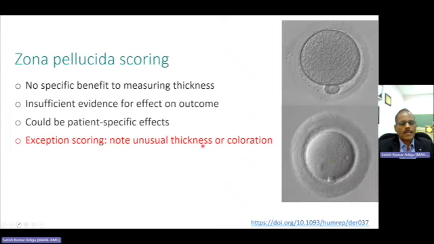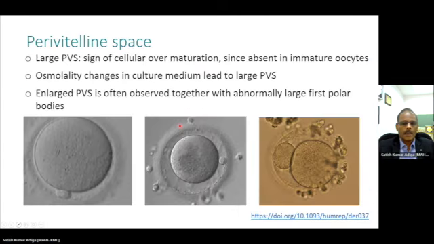Zona pellucida scoring is normally done if the zona pellucida is extremely abnormal, if it is unusually thick, or if there is too much discoloration, and then it should be documented. Otherwise, there is no specific benefit in measuring the thickness of the zona pellucida, and there is not much evidence to prove that zona pellucida abnormalities lead to abnormal reproductive outcomes. Many times the variations are patient specific.